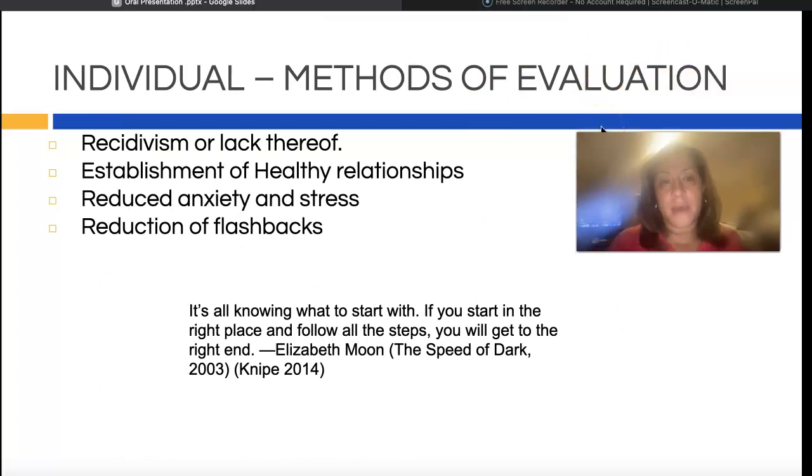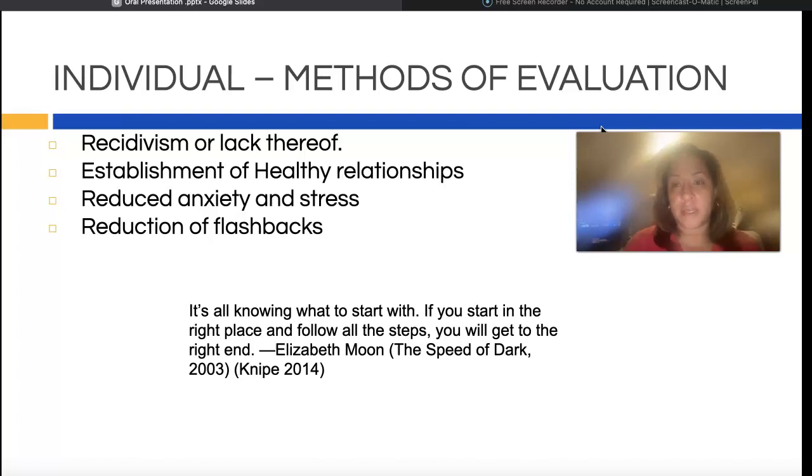So, methods of evaluation. For this, we want to make sure that we're looking at recidivism. Is she going back to using alcohol? Is she establishing healthy relationships with individuals? And how does she look at love and relationships? Is she having anxiety or stress when she's put in certain circumstances? Because we want to try our best to alleviate that.